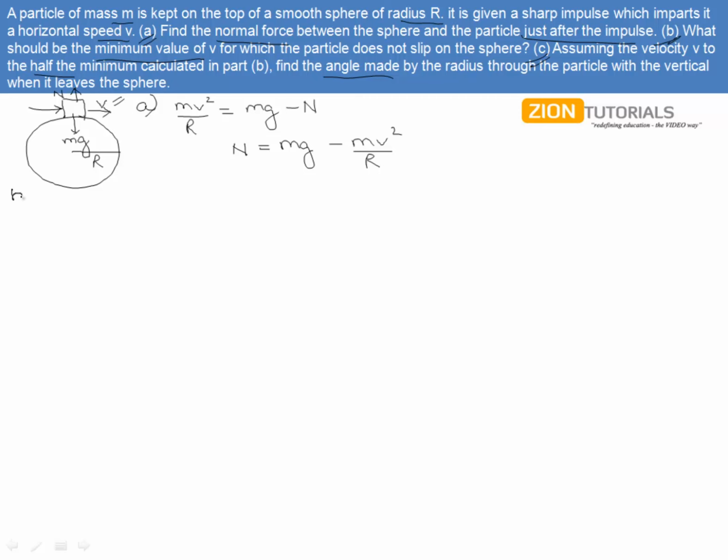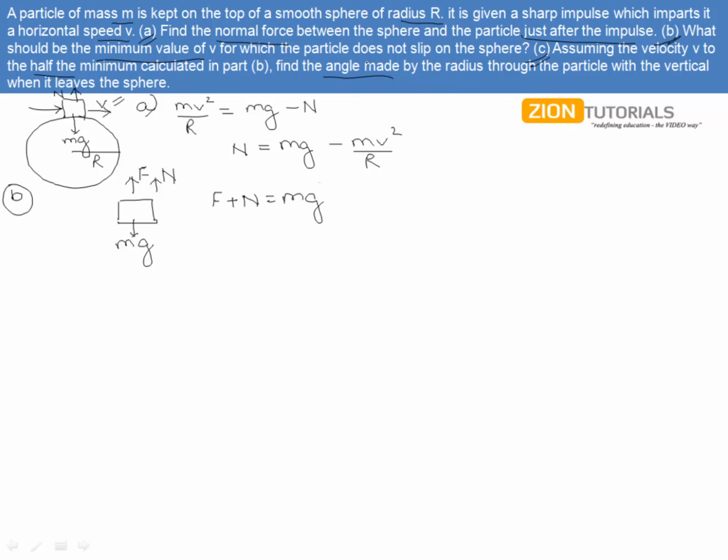Let us now proceed to the second part of this question, in which we need to find the minimum value of v for which the particle does not slip on the sphere. Now for the particle, if we look at it with respect to the sphere, then a centrifugal force F will act outwards. There will be a normal reaction N and an mg in the downward direction.